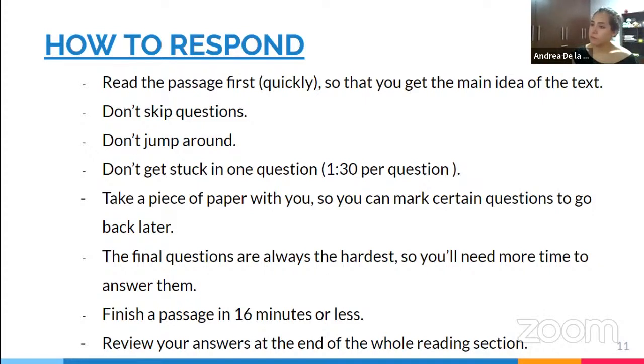If you're going to review your answers, do it in the entire reading section, not in the beginning, not at the end of one passage. Okay, guys, those are some really important technical issues that we needed to address. Is this okay so far? Do you have any questions at all?